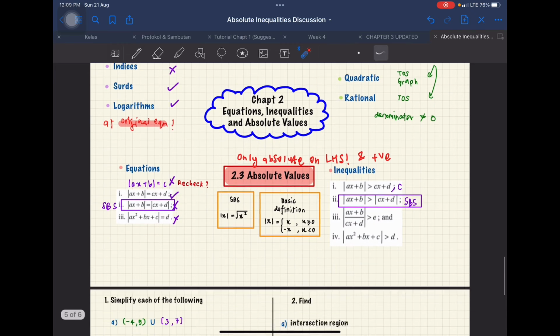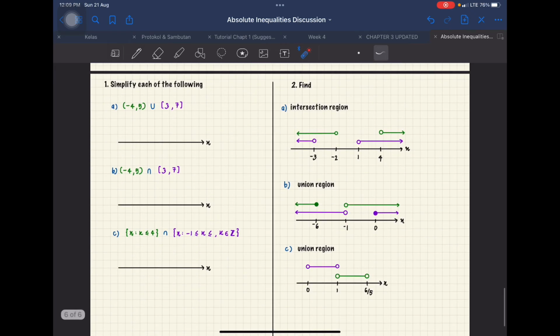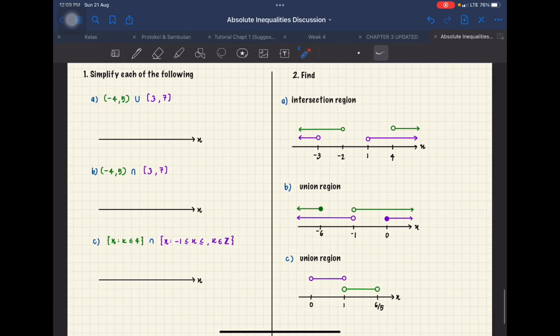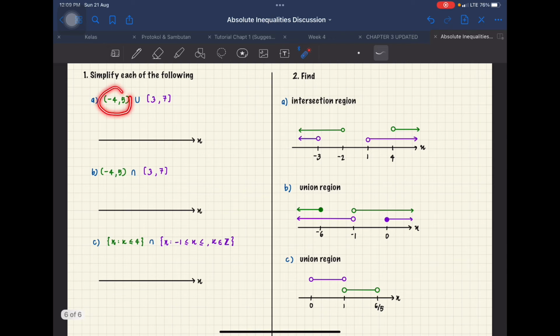Okay, so I'm going back to chapter 1. Most of you are still having problems with union, intersection, number line, the dense circle, empty circle, etc. So let's take a look at the first one. Simplify each of the following. We have negative 4 to 5, union with 3 to 7.